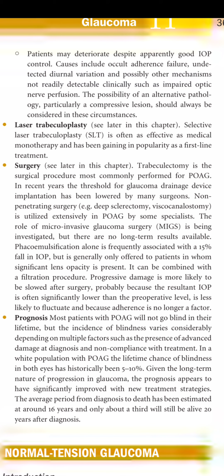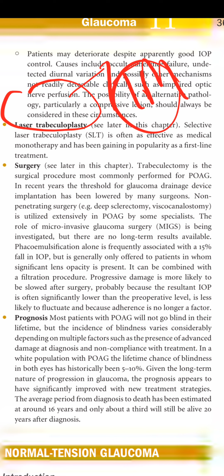Laser trabeculoplasty. Selective laser trabeculoplasty (SLT) is often as effective as medical monotherapy and has been gaining popularity as a first line of treatment. So this is basically a laser applied to the trabecular meshwork, and it causes changes in the trabecular meshwork. It is sometimes used as a first line of treatment because it is as effective as giving the patient monotherapy.